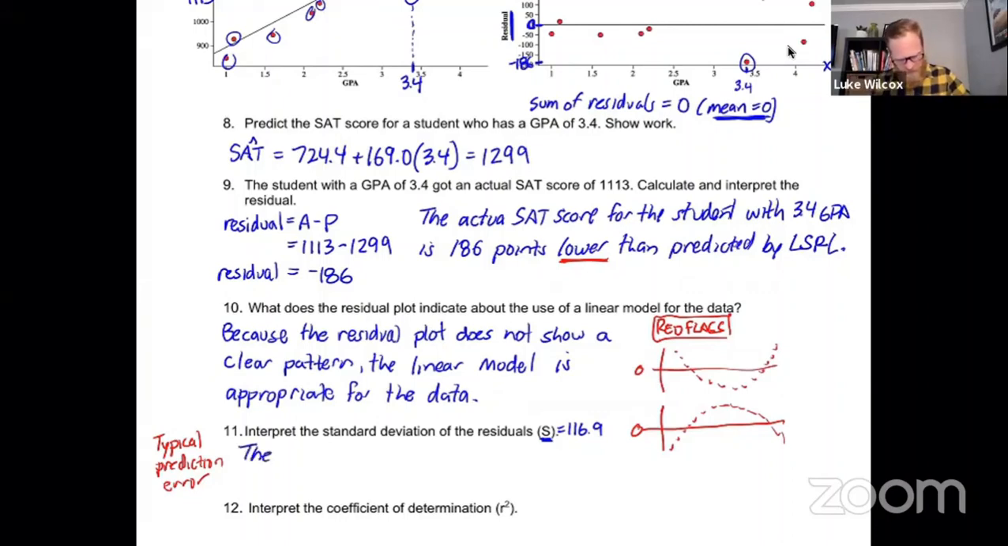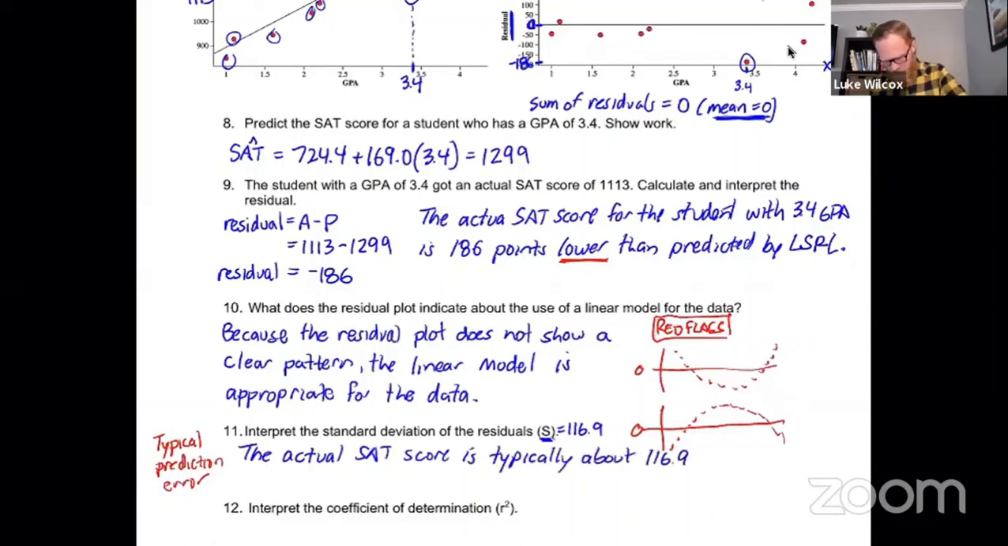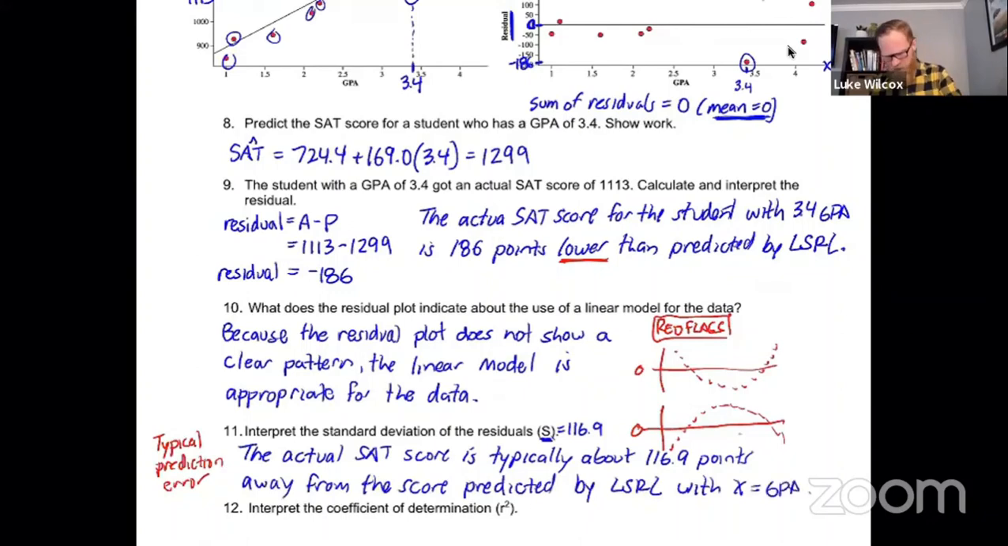So here's how I'm going to word it. I'm going to say the actual SAT score is typically about 116.9 points away from the score predicted by the LSRL with X equal to GPA, right?